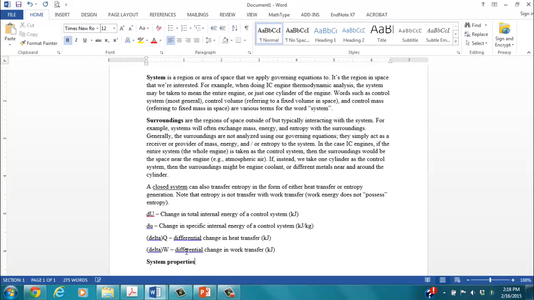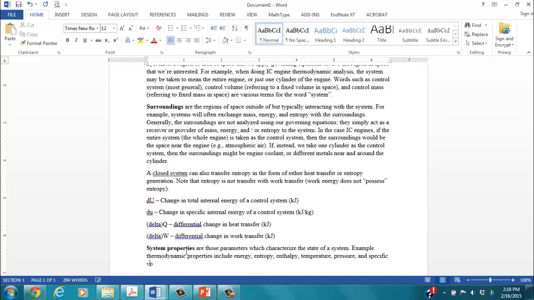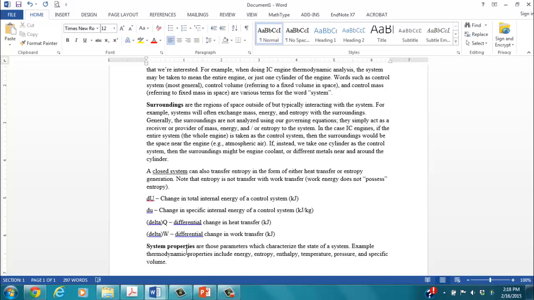So system properties are those parameters which characterize the state of a system, and example thermodynamic properties include energy, entropy, enthalpy, temperature, pressure, and specific volume. Now, technically, mass and volume are also properties of a system, but I usually try to reserve our discussions for intensive properties.